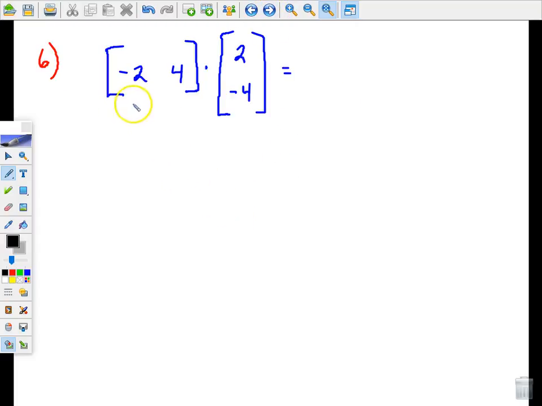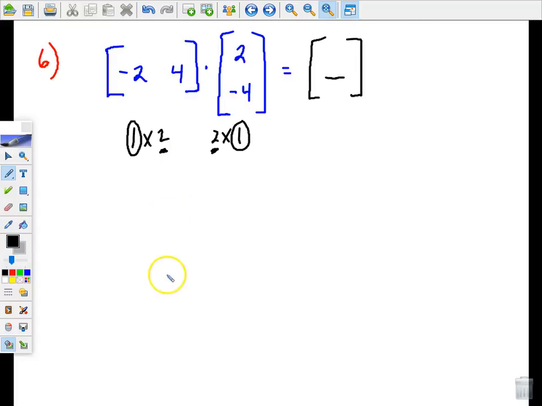Okay, let's try this one. This is 1 row with 2 columns, or 1 by 2. This is 2 rows with 1 column, 2 by 1. The inside numbers match each other, so we can multiply these together. And the outside numbers tell us that we're going to have a 1 by 1 matrix. That's just like saying it's a matrix that consists of just one single number.